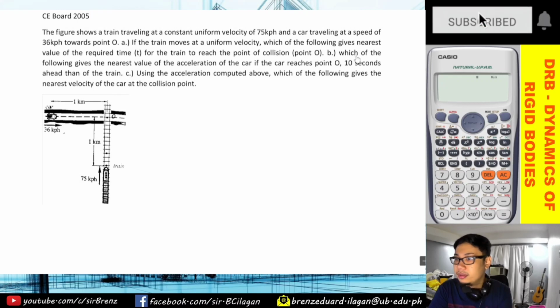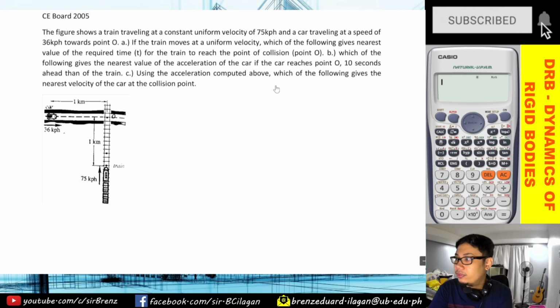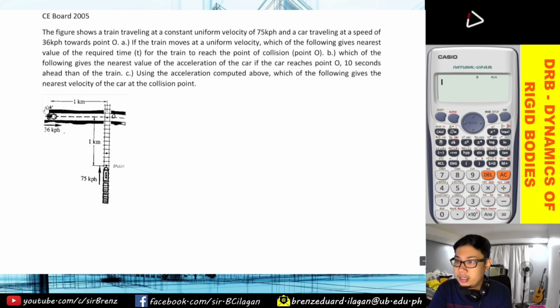For letter B, which of the following gives the nearest value of the acceleration of the car if the car reaches point O 10 seconds ahead than of the train? And letter C, using the acceleration computed above, which of the following gives the nearest velocity of the car at the point of collision? Okay, so as shown here in the figure, so andito si car.